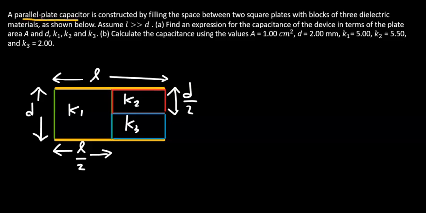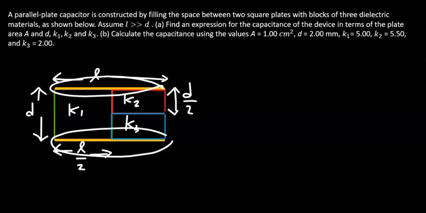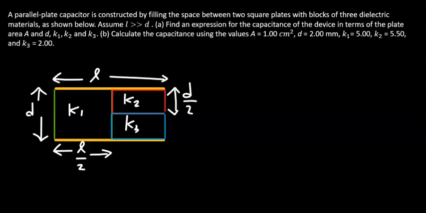Problem 2. A parallel plate capacitor is constructed by filling the space between the two square plates with blocks of 3 dielectric materials. The dielectric constants are K1, K2, and K3. These are the plates of the capacitor with length L. The separation of the plates is D. Assume L is much greater than D. Find an expression for the capacitance of the device in terms of the plate area A, K1, K2, K3, and D, the plate separation.